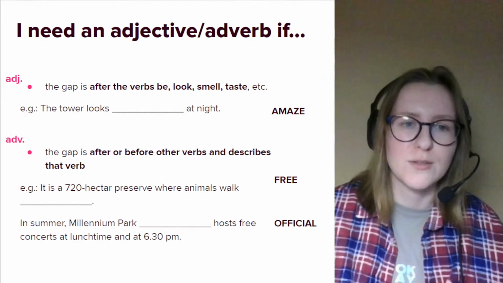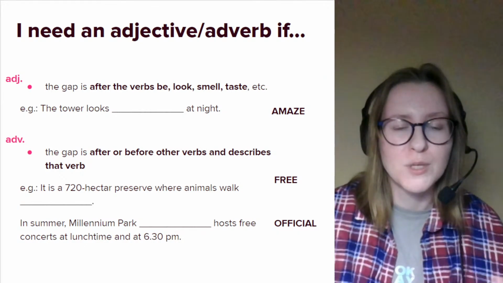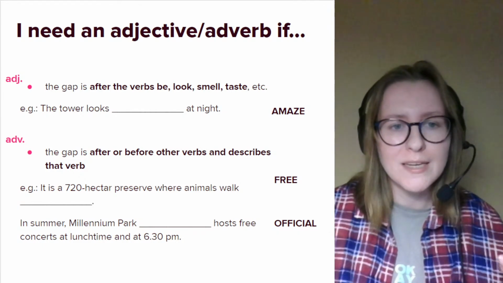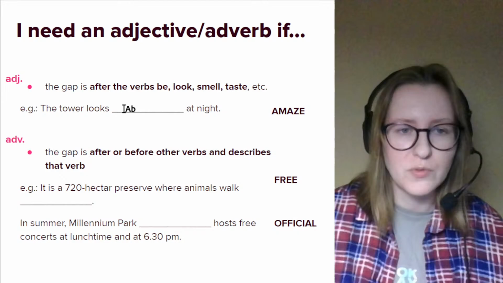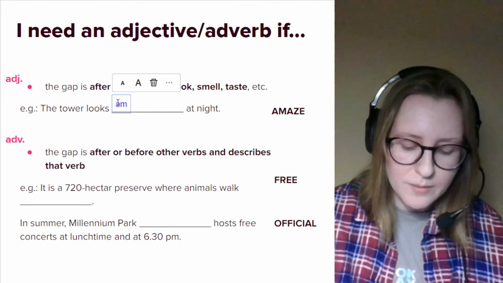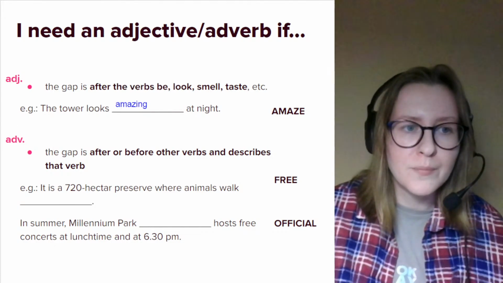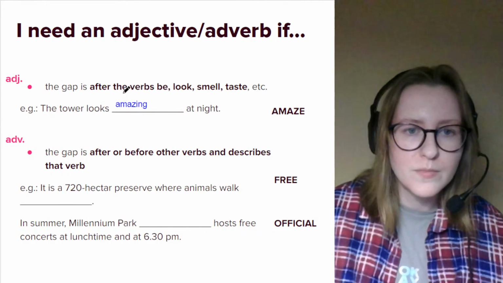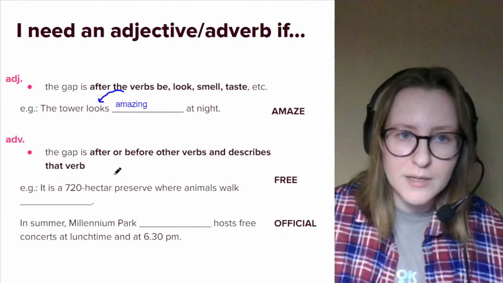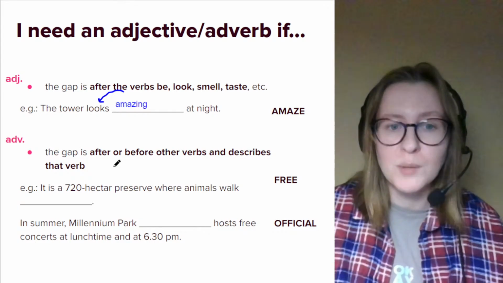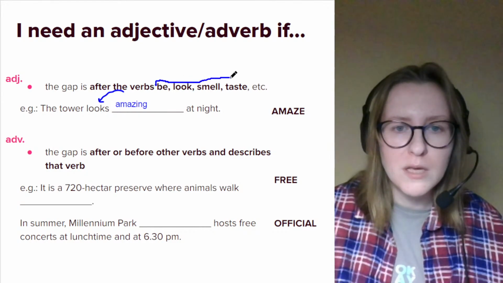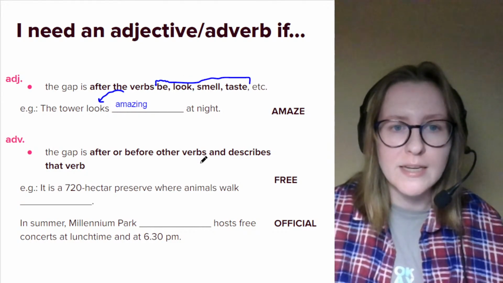And here in the slide, you can see those. So if our gap is after the verbs be, look, smell, and taste, and all the other sense verbs, we need an adjective. Let's have a look at the example. The tower looks at night. Amaze, amazing, right? Our gap here describes the verb. The verb looks. The tower looks how? It looks amazing, right? Usually, when our gap describes a verb, we need an adverb, but not with sense verbs. Be, look, smell, taste, all of those need an adjective.